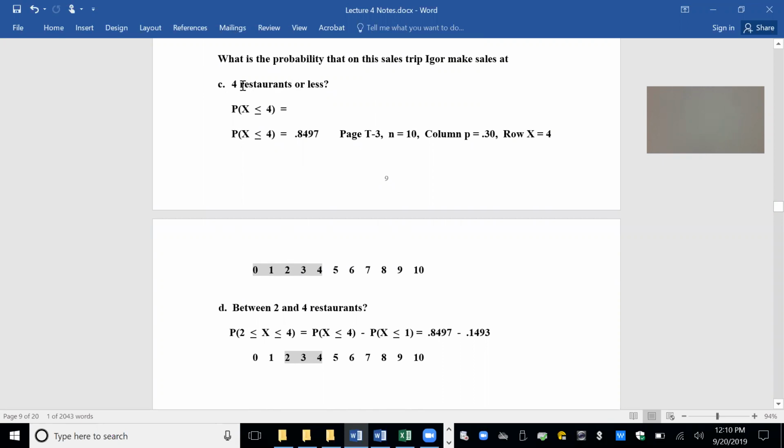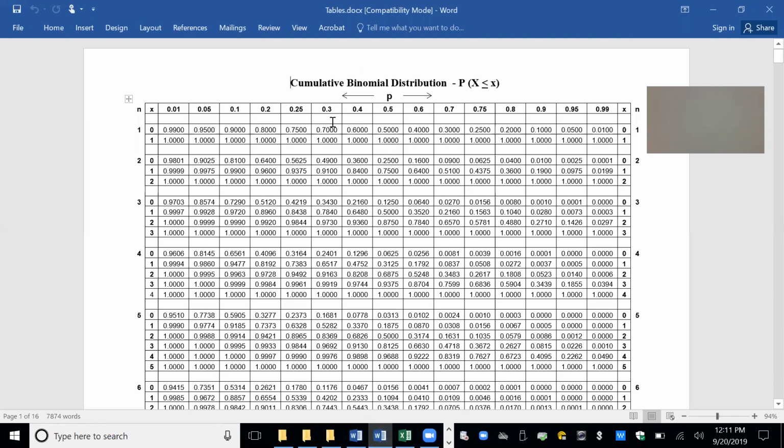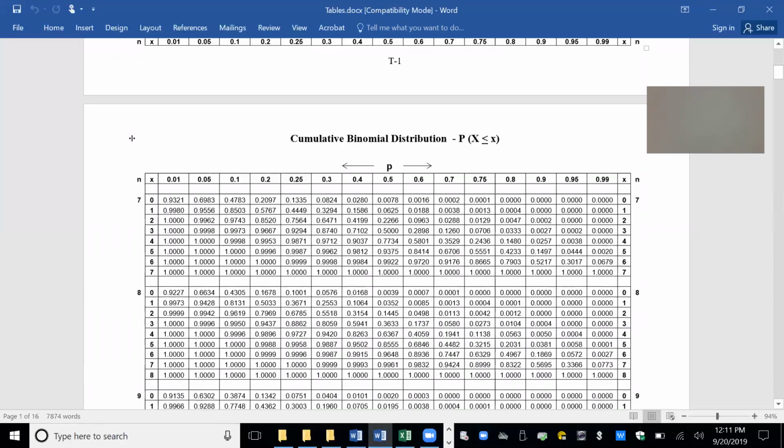If I want to know what's the probability that we close 0 or 1 or 2 or 3 or 4, in other words, 4 or fewer deals, that is a direct table lookup. Less than or equal to is our direct table lookup in the probability tables that I've supplied for you. So we would head back to our tables and we would go to the binomial table, which is on the first page of your tables. And we see our first argument is n. We need n of 10.